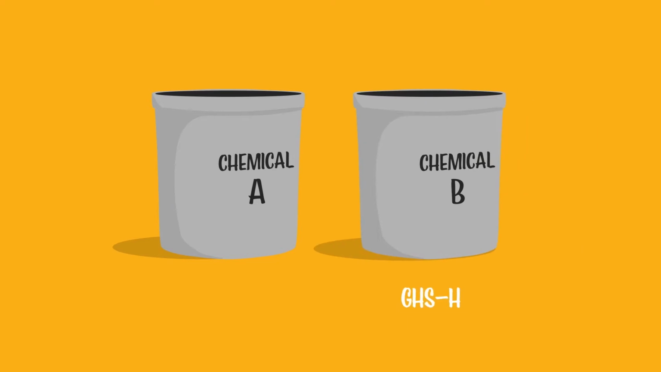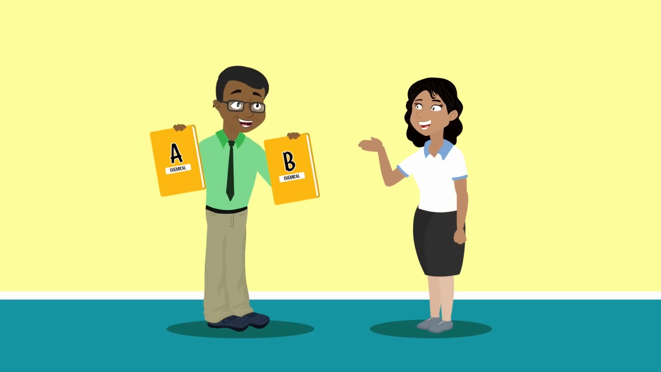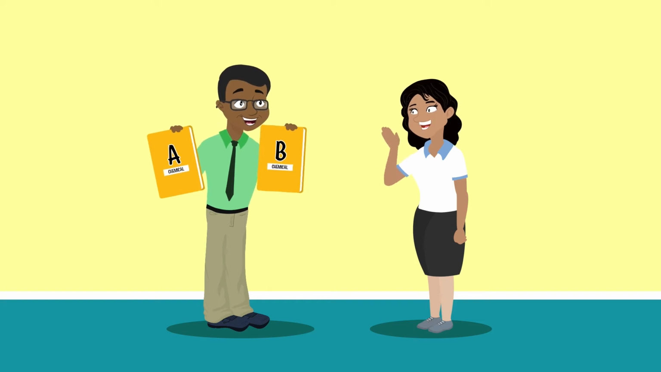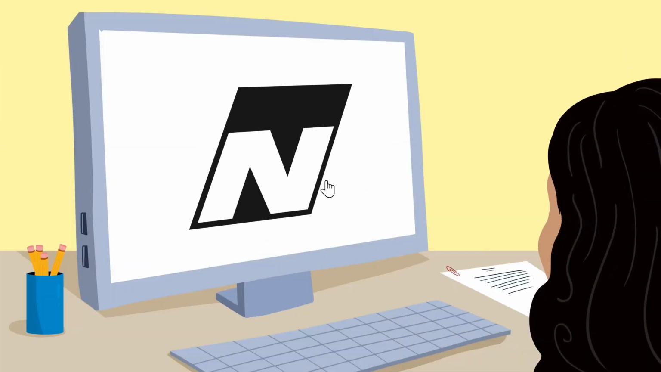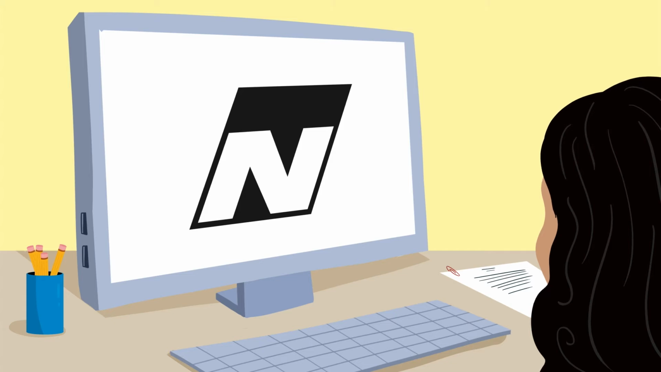Chemical B has GHS hazard statements, but it doesn't have an OEL. So the operations contact asks Maria for the acceptable level of exposure for chemical B without an OEL. Maria turns to the NIOSH e-tool.